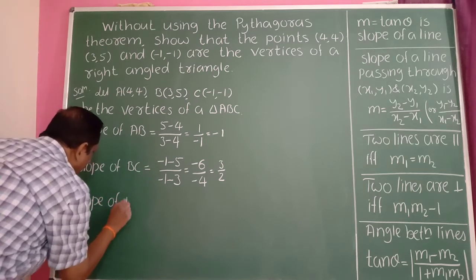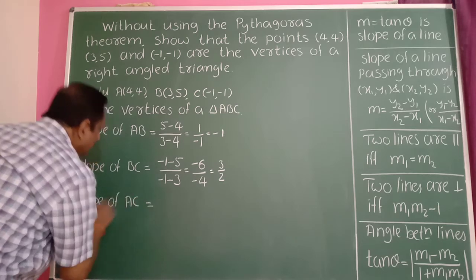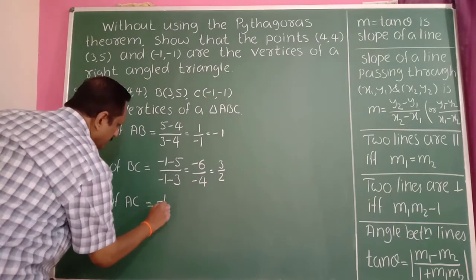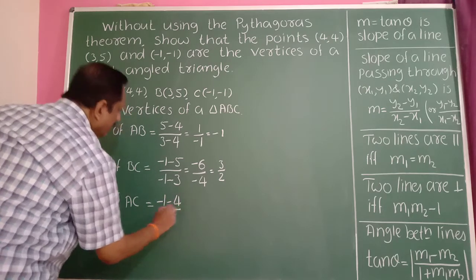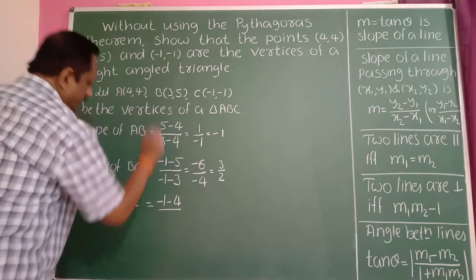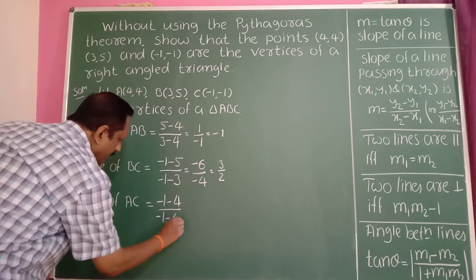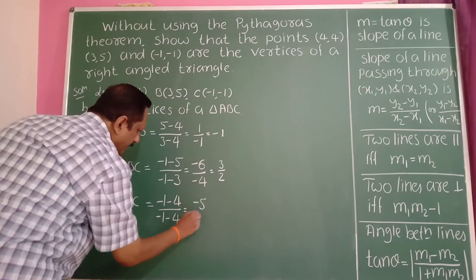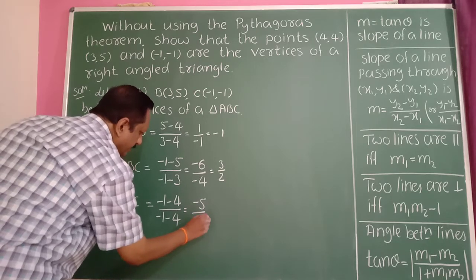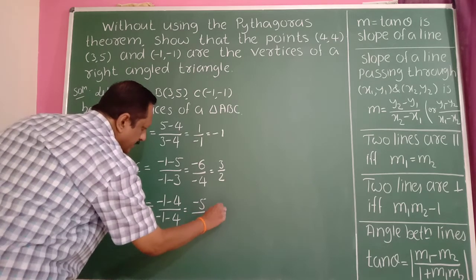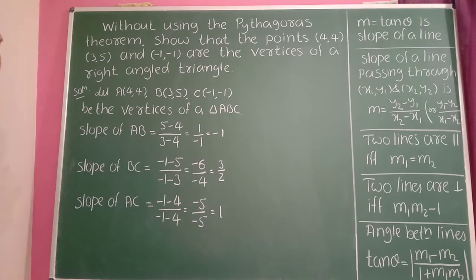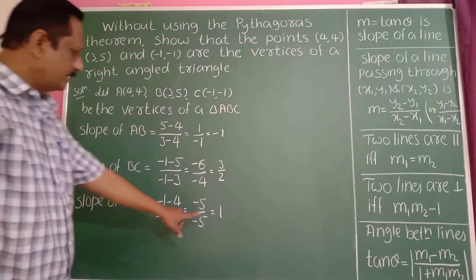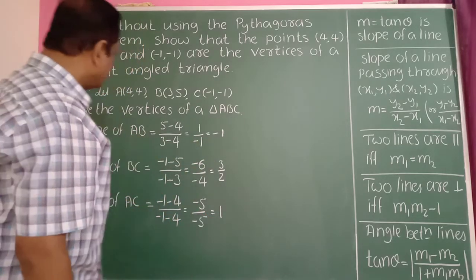The slope of the side AC is equal to minus 1 minus 4 divided by minus 1 minus 4. Minus 1 minus 4 is minus 5, and the denominator is also minus 5. Minus 5 cancels, remaining 1. Therefore, the slope of AB is minus 1 and the slope of AC is plus 1. Their product is minus 1.